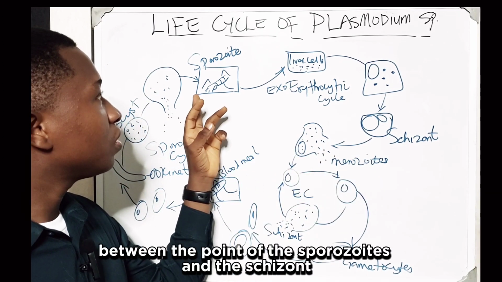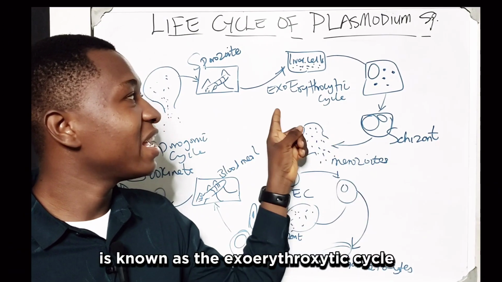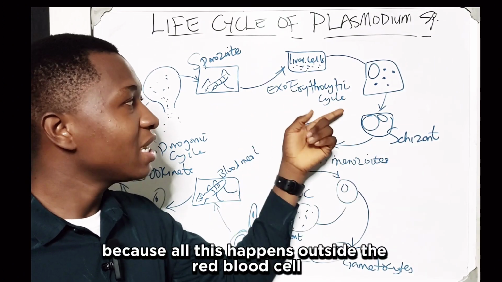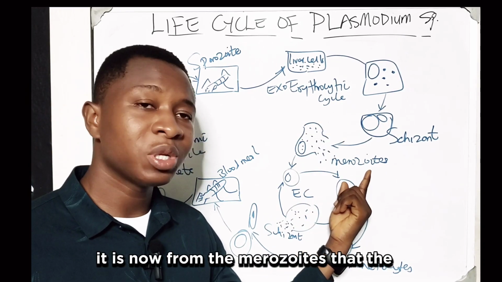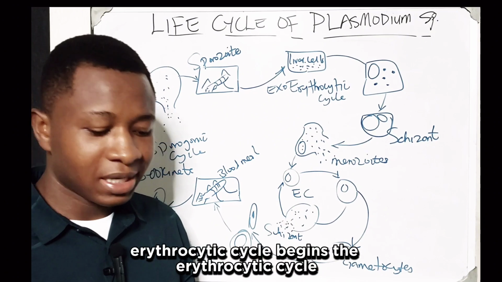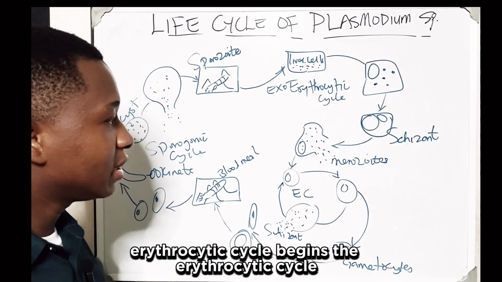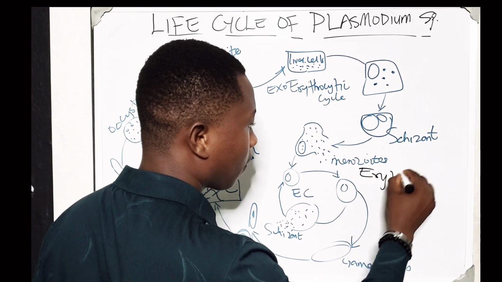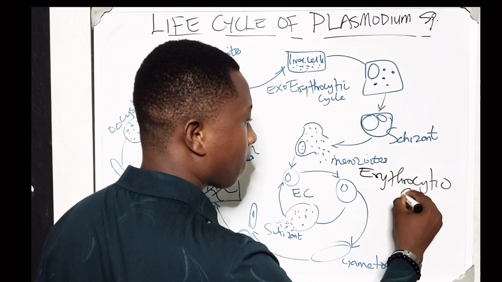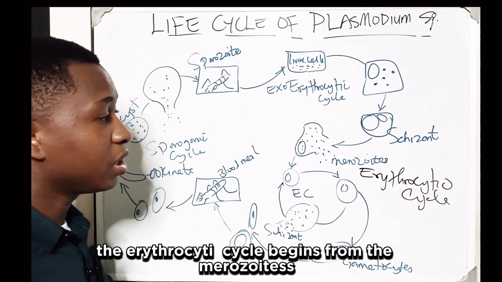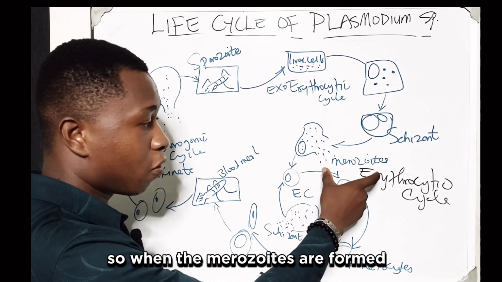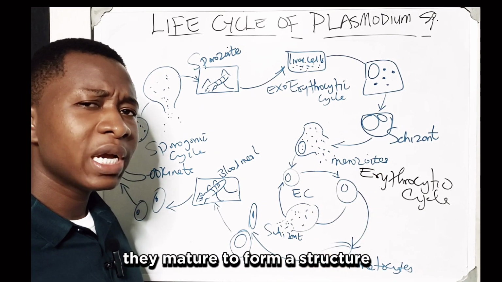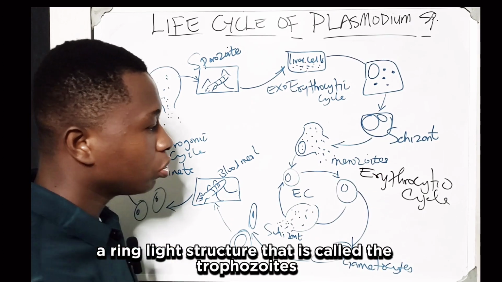Now, the stage between the sporozoite and the schizont is known as the exoerythrocytic cycle, and that is because all this happens outside the red blood cell. It is from the merozoites that the erythrocytic cycle begins. When the merozoites are formed, they mature to form a ring-like structure that is called the trophozoite.